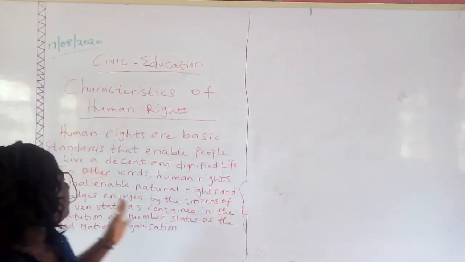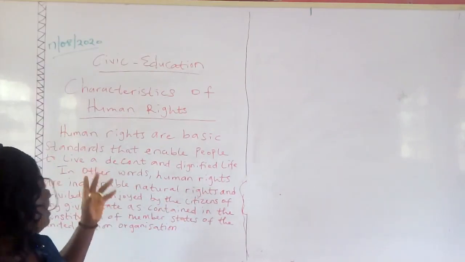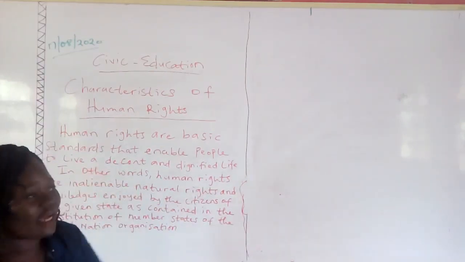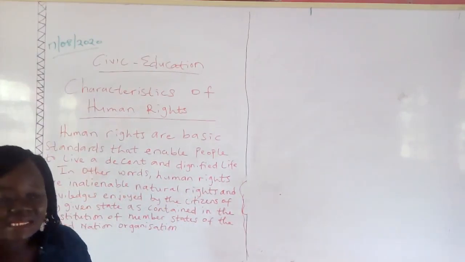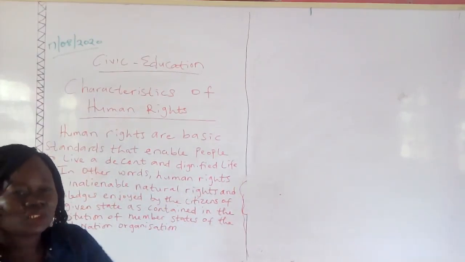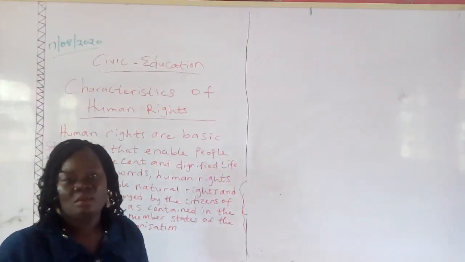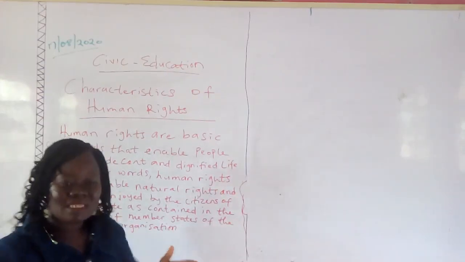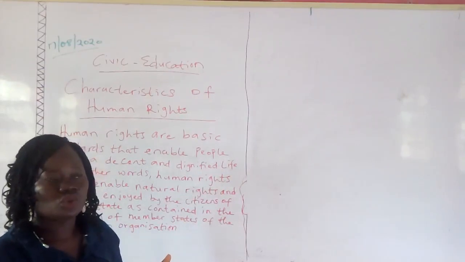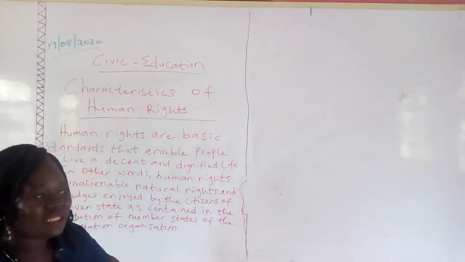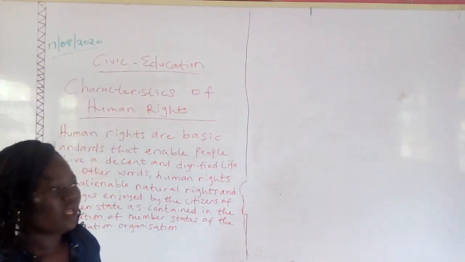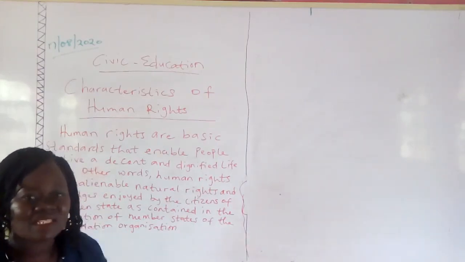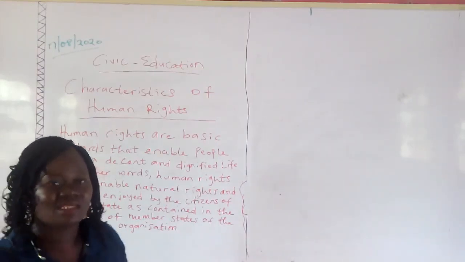What is human rights? Human rights are basic standards that enable people to live a decent and dignified life. They are the standards that are set by nature to meet our needs, to be able to affect our life positively. And then there are also the rights, or the privileges, that we enjoy as citizens.